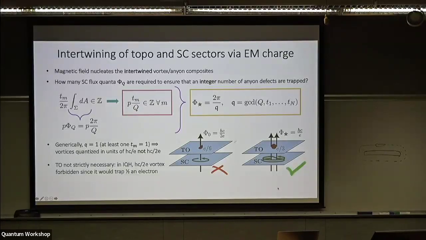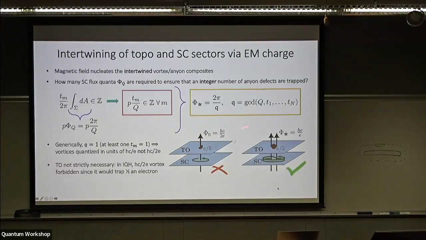Okay, and so the question is then how many of these superconducting flux quanta are required to ensure that we have an integer number of anion defects. So essentially all of the TMs need to be divisible by Q. So instead of having 2 pi over big Q, you have 2 pi over Gothic Q, where that's the greatest common divisor. Typically there's going to be at least one of these things that's 1, as it is for the Laughlin state.